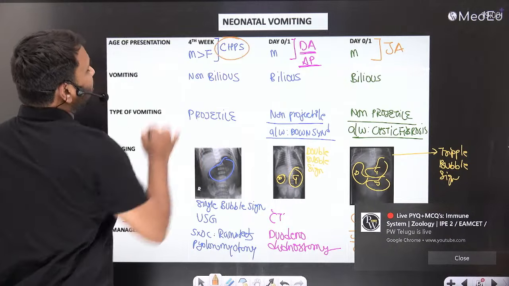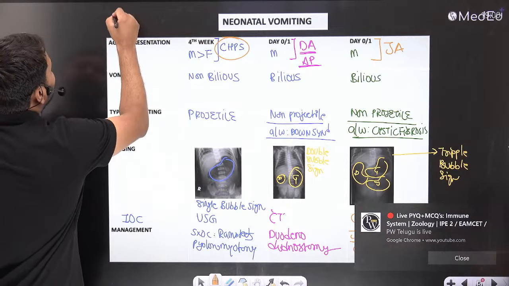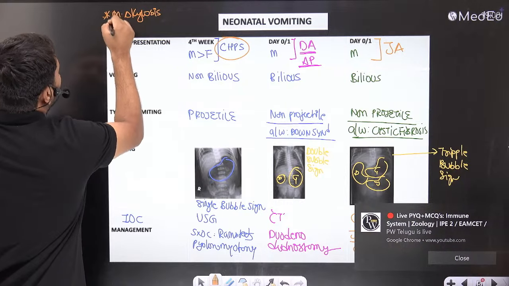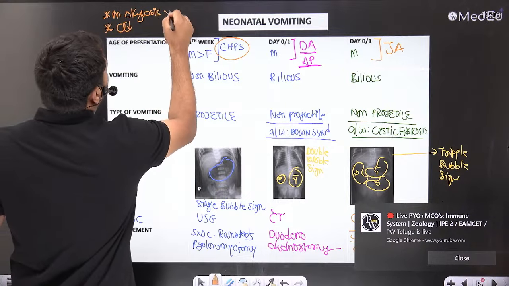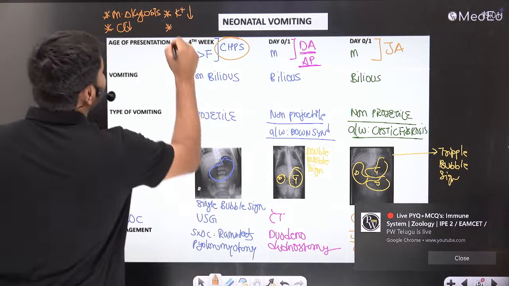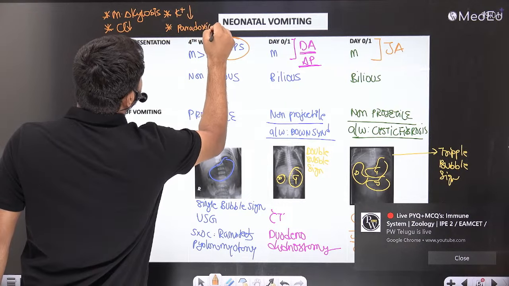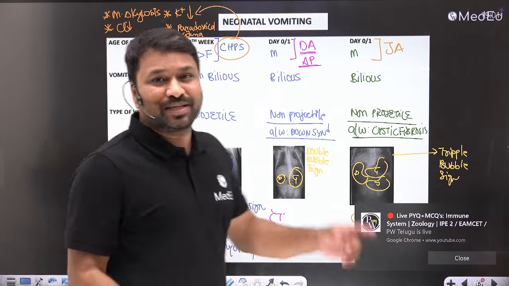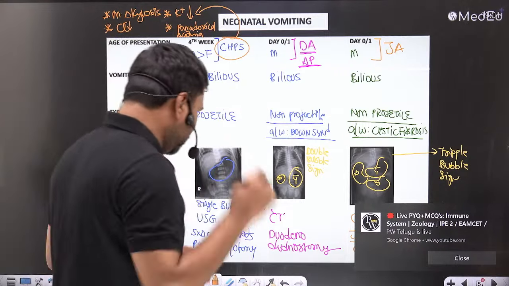Sometimes in CHPS, they can ask you what is the electrolyte imbalance, right? What electrolyte imbalance do you have? Repeated vomiting will result in metabolic alkalosis. Along with that, chloride is lost, so there is hypochloremia. In order to compensate, it will also lose potassium, hypokalemia. It also loses protons in urine, resulting in paradoxical aciduria. And this is the electrolyte imbalance in CHPS. Without knowing this, you don't get to go to the exam. Clear? Right? So this is about your neonatal vomiting.